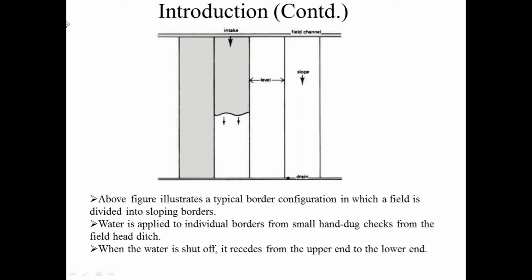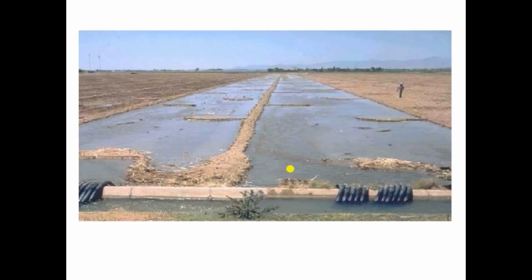The figure illustrates a typical border configuration in which the field is divided into different sloping borders, and water is taken in from one of the entry points and moves in the direction of the end point. At the last point, a drain should be provided so the excess water can escape from the different types of border systems. Now see in the picture, a real irrigation system. This is also one type of zigzag method photograph. In that zigzag type method, this type of configuration is put in place.